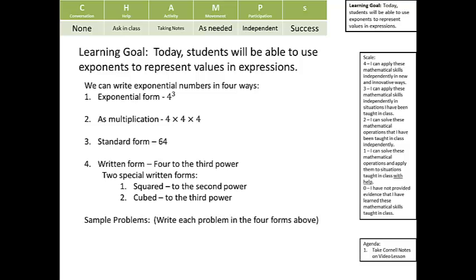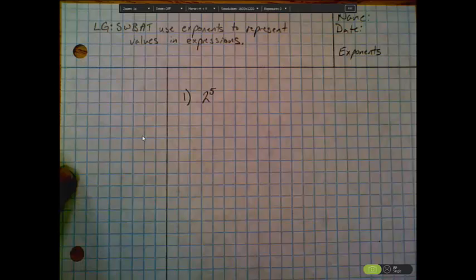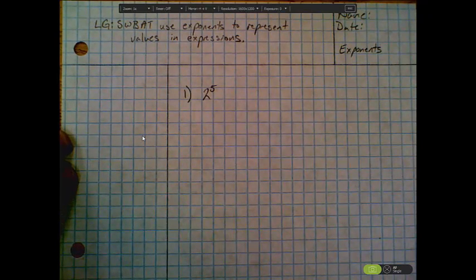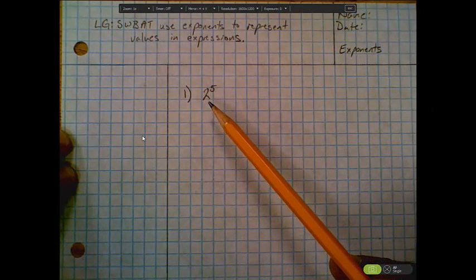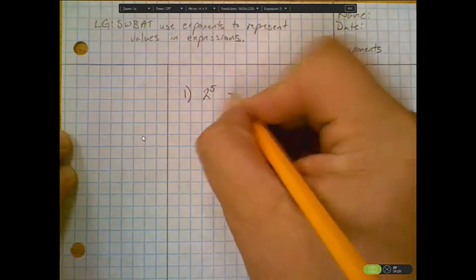Alright, so let's do some sample problems. We're going to write our sample problems in the 4 different forms that we have up here for our examples. The first sample problem that we're going to do is 2 to the 5th power. Okay, so we are going to write 2 to the 5th power in the 4 forms. The first form is to write it in exponential form. Well, that's the way the problem is written, so we don't have to do anything extra for that. 2 to the 5th power is exponential form.